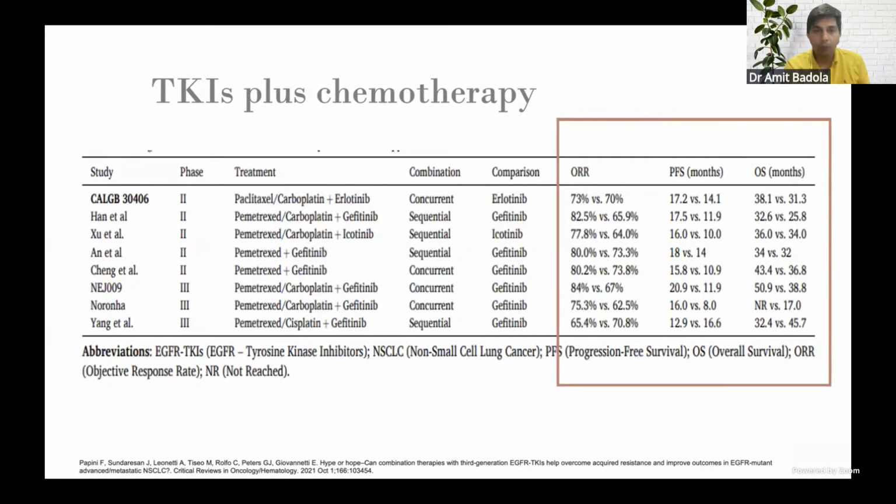If we look at previous trials which incorporated a TKI along with chemotherapy, they definitely showed better PFS and overall survival. The one study which really took the attention of the whole world was the TMH study, where gefitinib was added along with chemotherapy, and it showed not only a PFS but also a survival advantage.